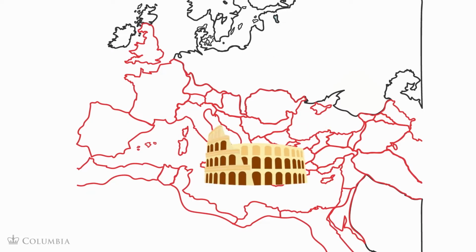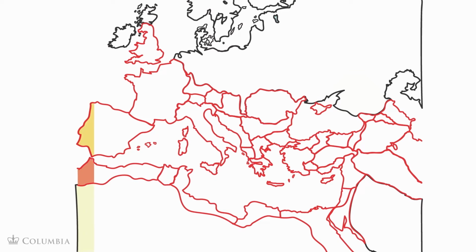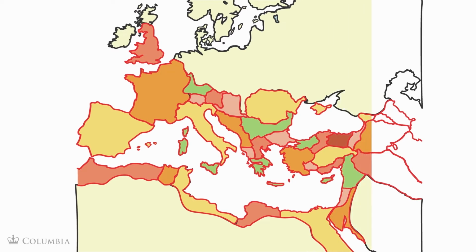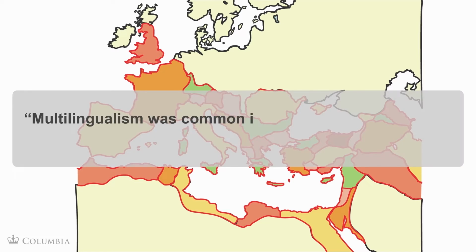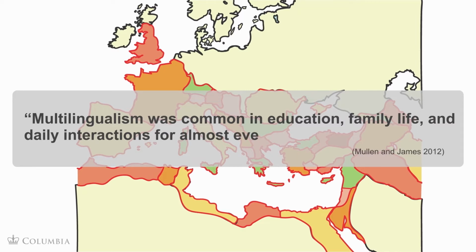Take the Roman Empire. Its official language was Latin, but 1/4 of the world's population lived in its large territories, so many other languages were spoken as well. This meant multilingualism was common in education, family life, and daily interactions for almost everyone.